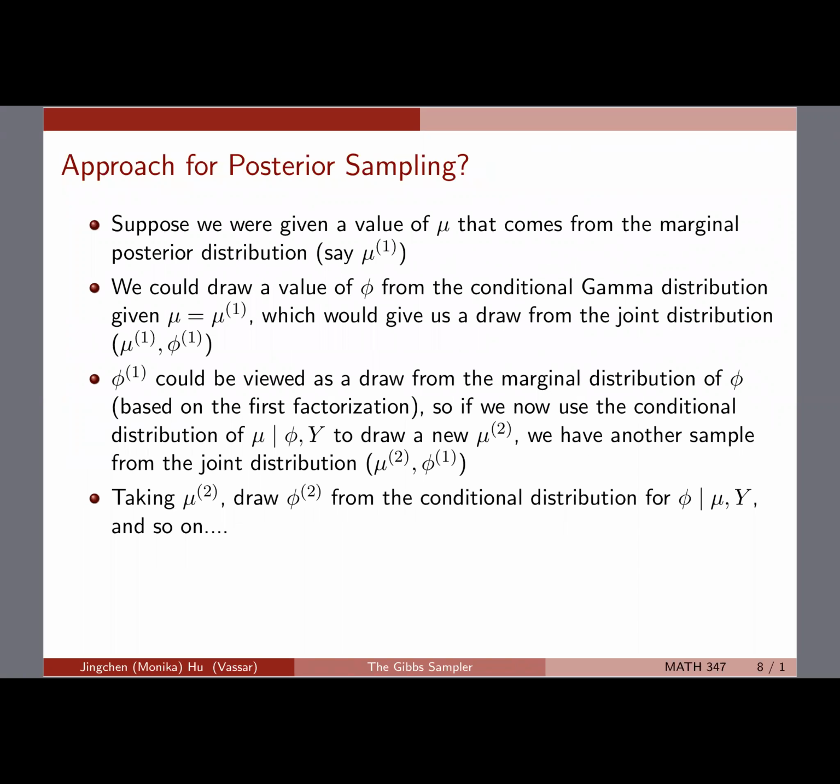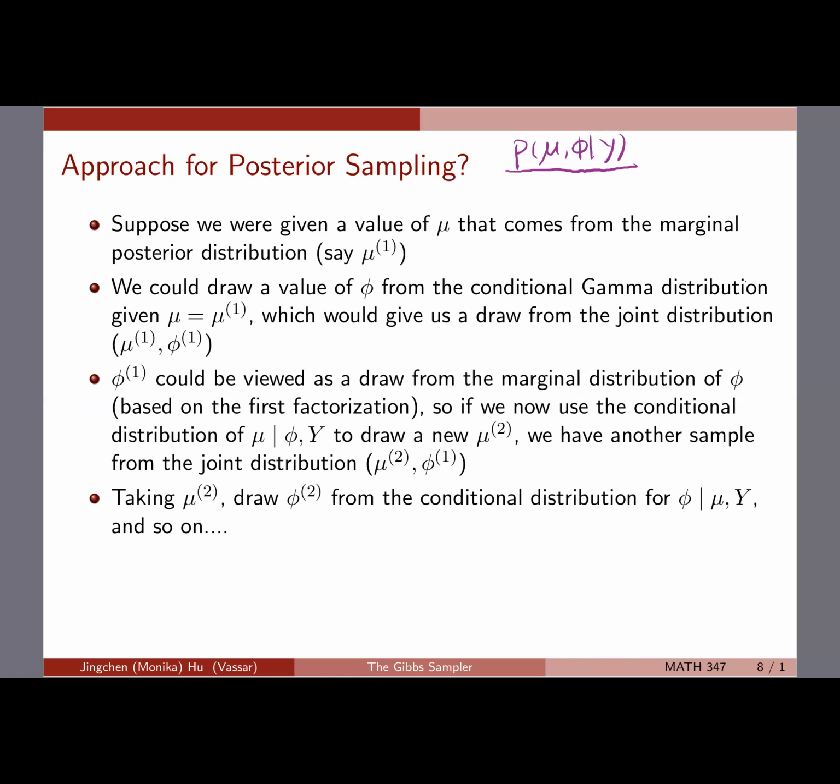Okay, so I'm going to talk about the mechanics first, and then we're going to see how things work using our demonstration. So what do we have? Remember, we have the joint of mu and phi given y. We know it's a complicated form. We tried two ways of factorization, neither of them work. But what we found before is super useful.